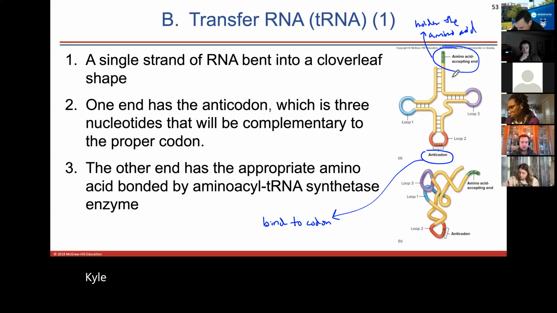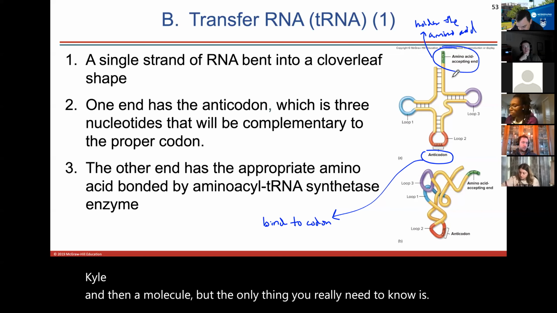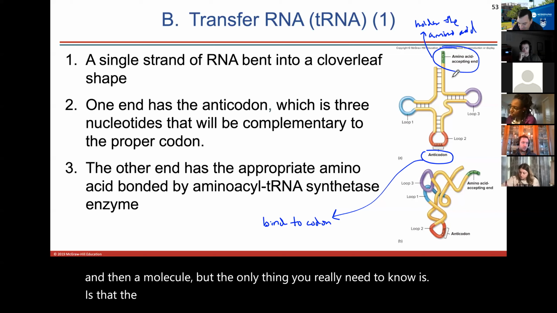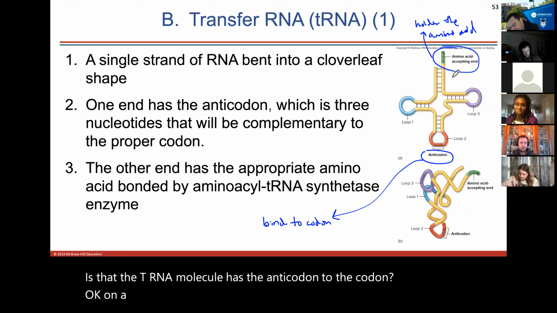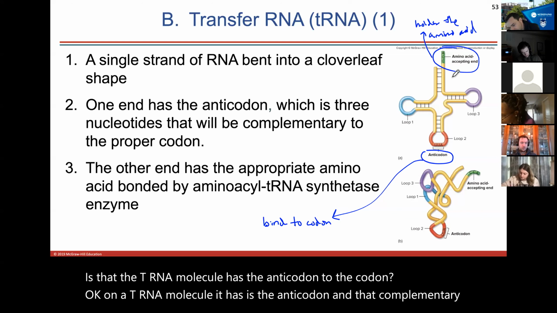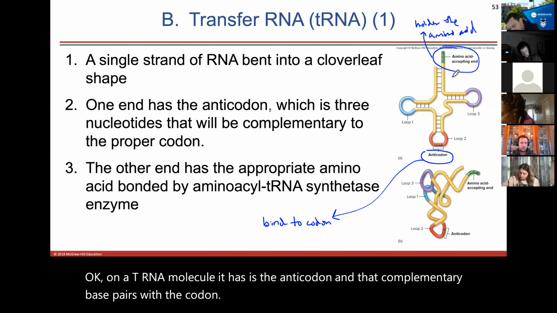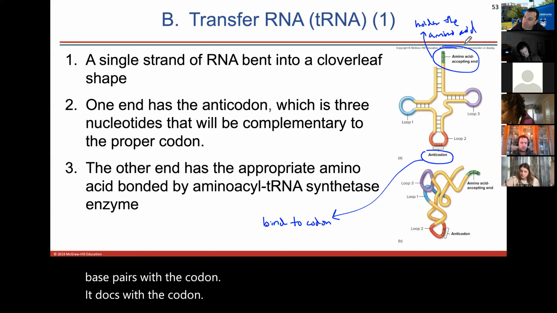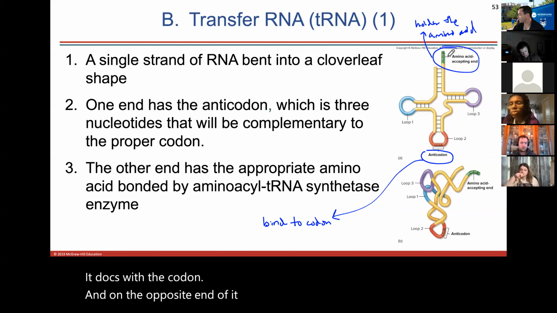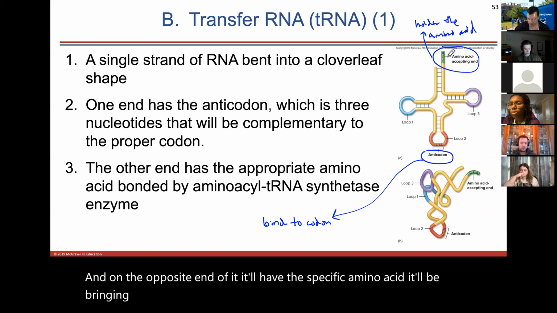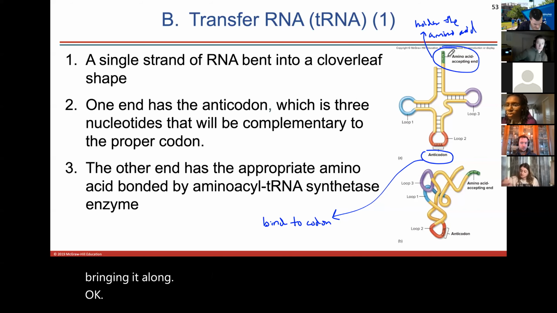And on the tRNA molecule, about the only thing you really need to know is that the tRNA molecule has the anticodon to the codon. On a tRNA molecule, it has the anticodon, and that complementary base pairs with the codon. It docks with the codon, and on the opposite end of it, it'll have the specific amino acid. It'll be bringing it along.